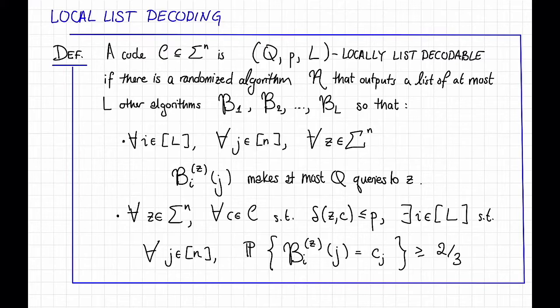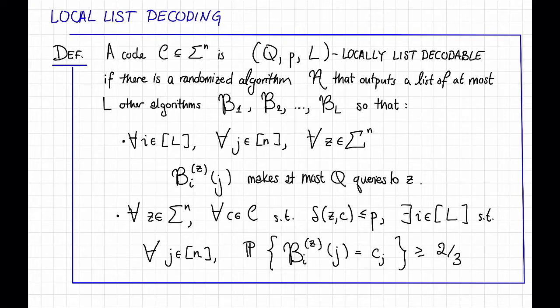We say that a code C, a subset of Sigma to the n, is (Q, p, L) locally list decodable if there is a randomized algorithm curly A that outputs a list of at most capital L other algorithms, curly B1, curly B2, up to curly BL, so that the following holds.